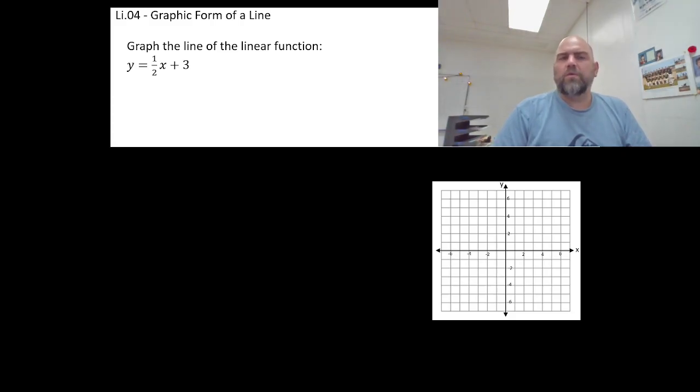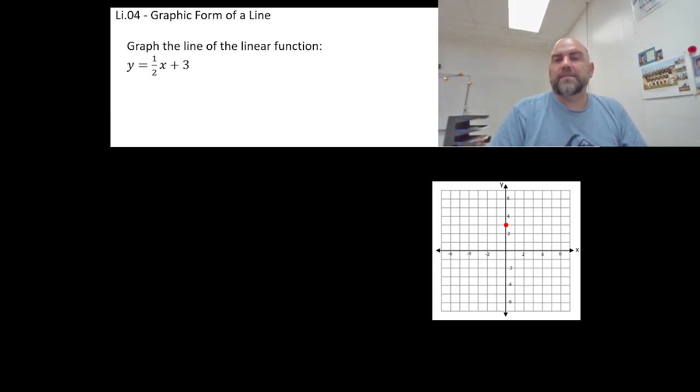And so to graph it out, what I'm going to do is start with the point that we know. And the point we know is our y-intercept, and that happens to be at 3. Now it's positive 3, so it's going to be right there. You can see a little red dot. Depending on the size of your screen, that might be kind of small. But that's where we start from.